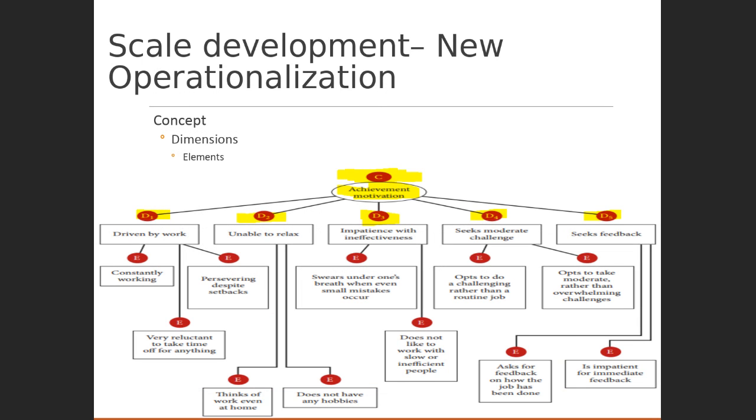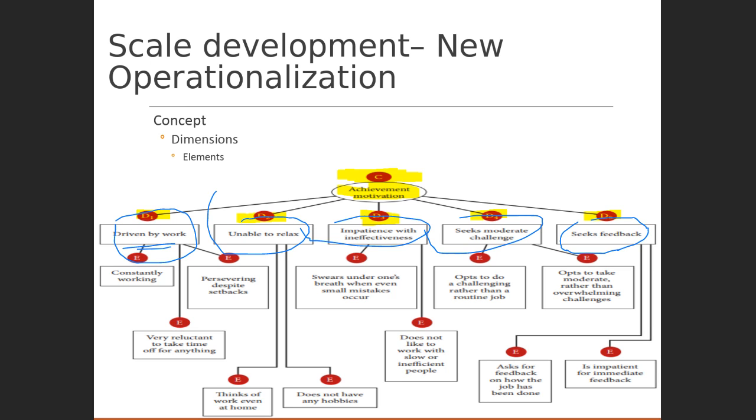So imagine if you haven't come across any operationalization of the concept which you are measuring in your theoretical framework. Consider achievement motivation as a concept, how it is operationalized and measured. The concept of achievement motivation is divided into 5 dimensions. So there are 5 broad categories of achievement motivation. For instance, if we focus upon the first dimension, which is driven by work, now, you have to define this particular dimension.